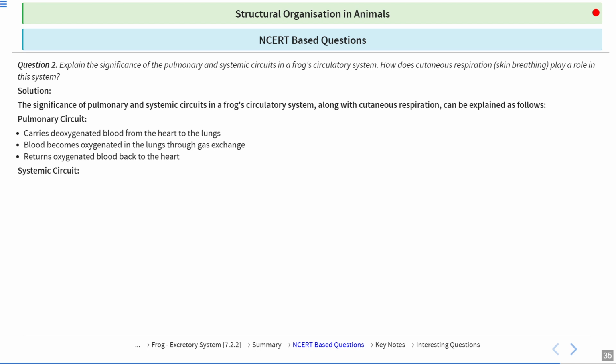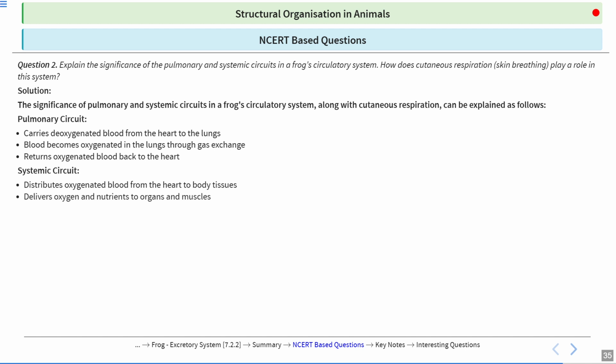Now we will talk about the systemic circulation. Distribute oxygenated blood from the heart to the body. Now there is a circulation between the heart and body parts. Earlier we have seen the circulation between the heart and the lung. Now here the circulation is occurring between the heart and the different parts of the body.